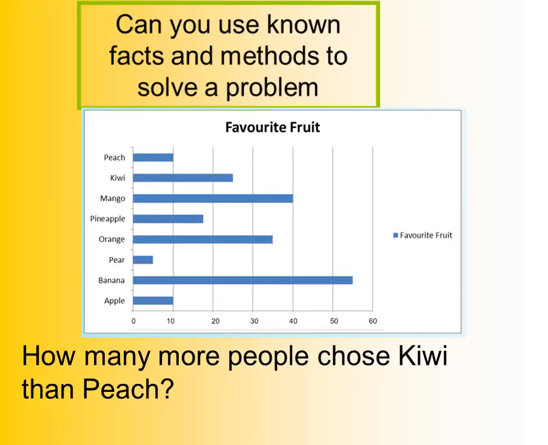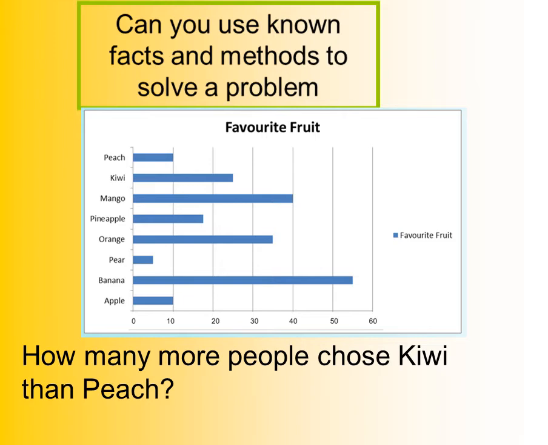So again, we're looking at the same bar chart, people's favourite fruit, but now the question is, how many more people chose kiwi than peach? So to answer this question, we need to get 2 facts first. How many people chose kiwi and how many people chose peach? And then we can find out how many more kiwi fans there were.